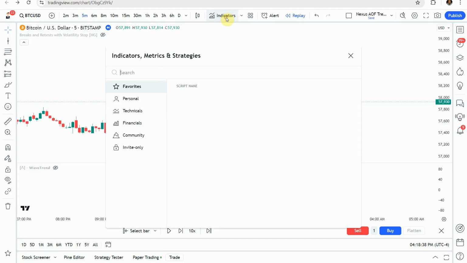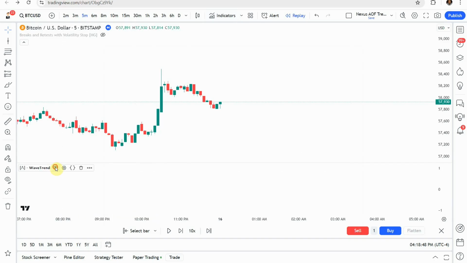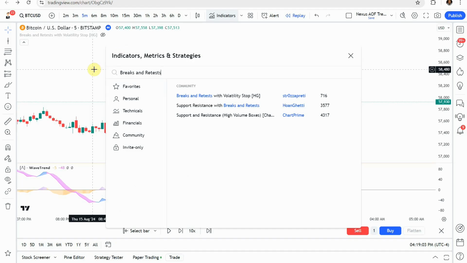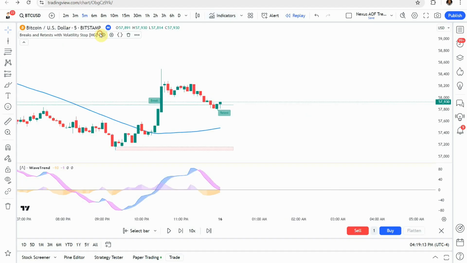And the first indicator we will add to the screen is going to be the Enhanced Wave Trend Oscillator, this one right here. Go ahead and click on that and add it to the screen, and it will look like this here at the bottom. And we'll leave this on the default settings. We won't make any modifications to it. And the next indicator we will add to the screen is the Breaks and Retest indicator, and it's going to be this one right here. Go ahead and click this one here, the first option, and add that one to the screen.